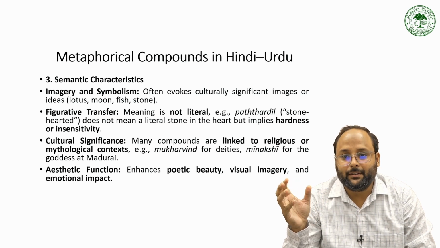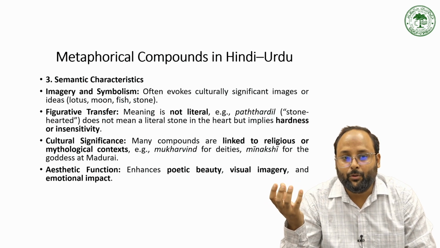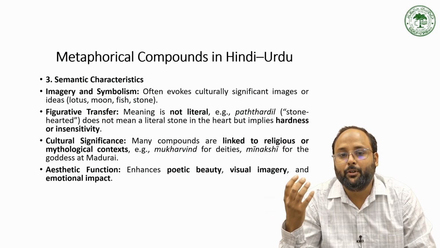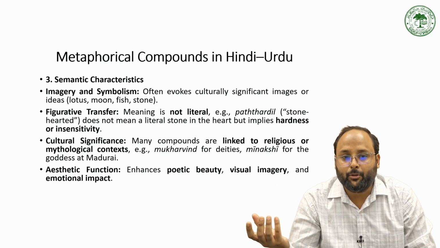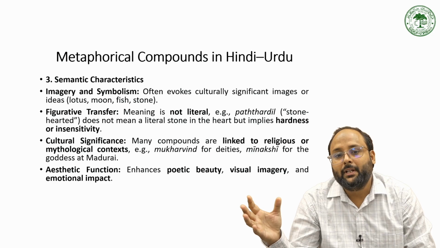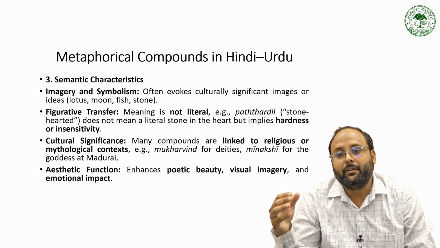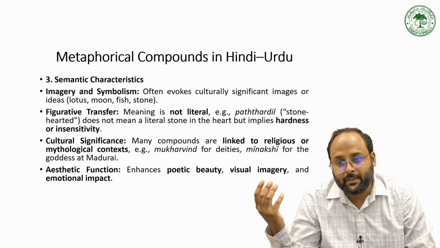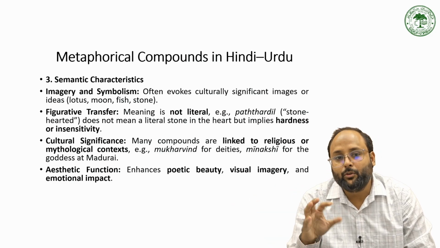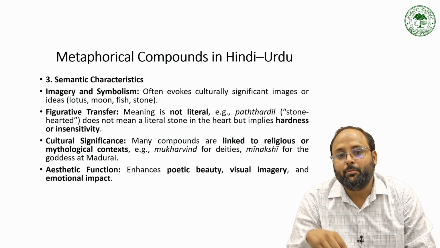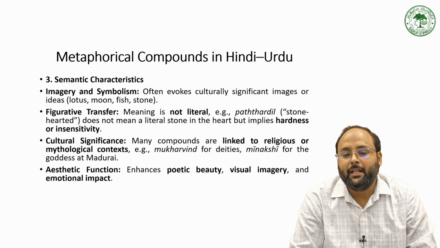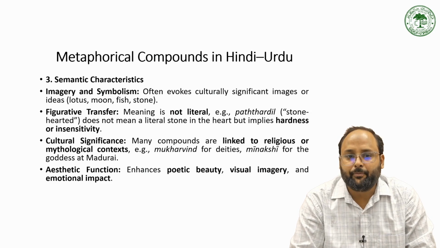So there is some image of a lotus, some image of the moon, some image of a fish, or some image of a stone, some image of a flower. All these things represent a symbolic connection with beauty, with some hardness, beauty for male, beauty for female. So all these things come under symbolism. They just represent the concept of symbolism and imagery, and they are very culturally significant.